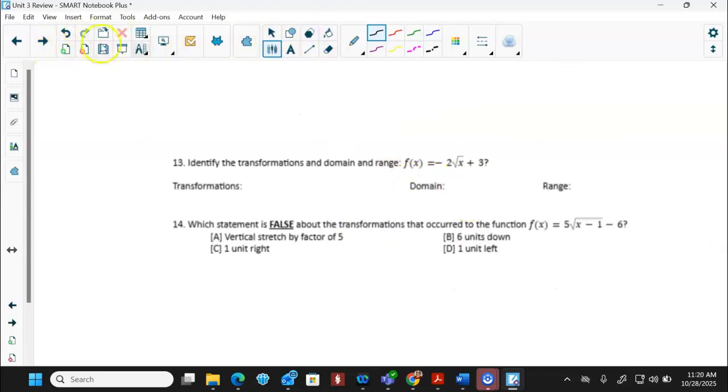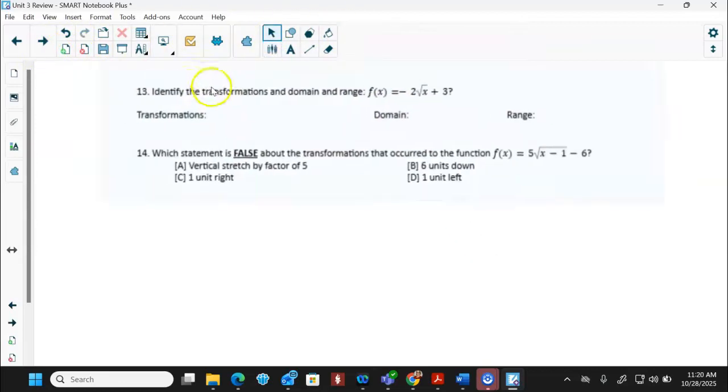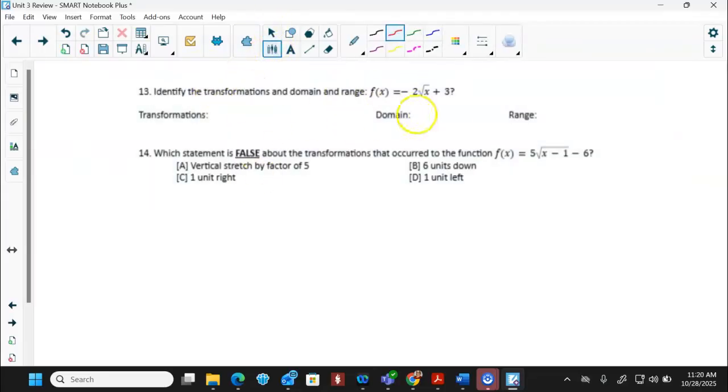All right, now we're going into graphing, okay? So first it's saying identify the transformations for this function. Without looking, I can tell that plus 3 on the outside means I am going up 3 units. I don't have anything underneath the radical with x, so I'm not moving left or right, but I do have a negative in the front, so that's a reflection over the x-axis.